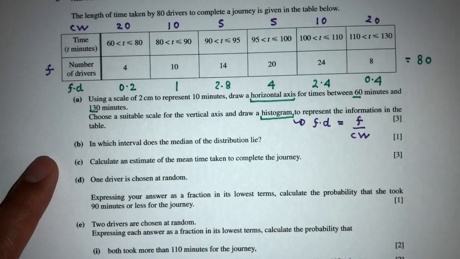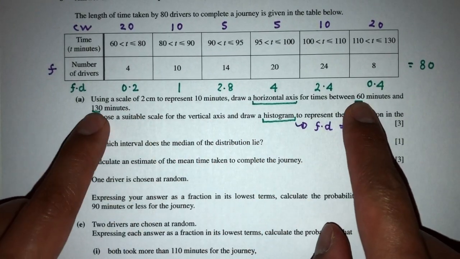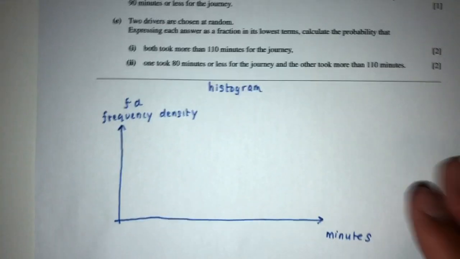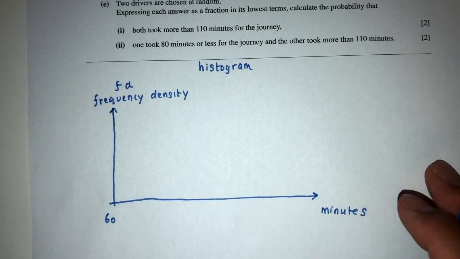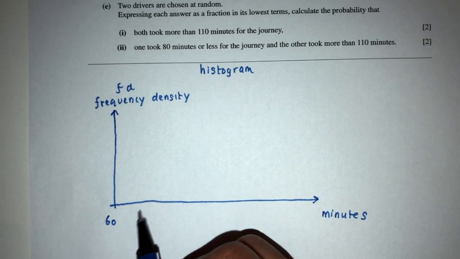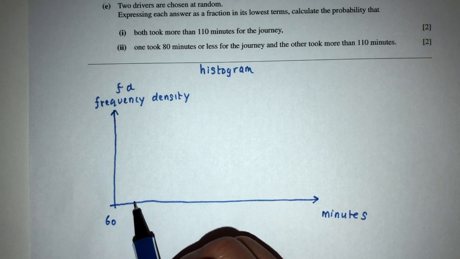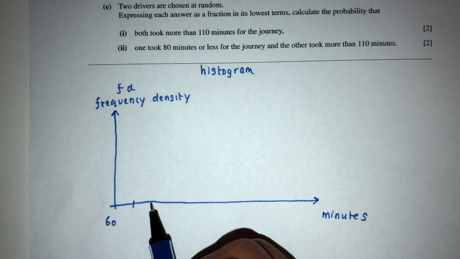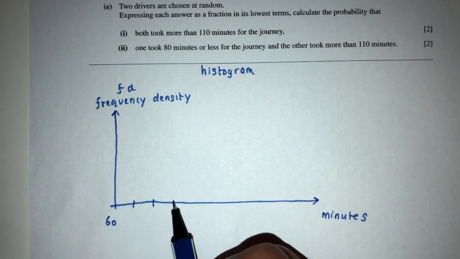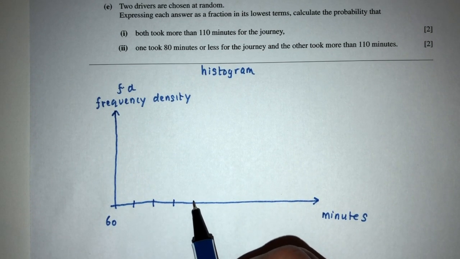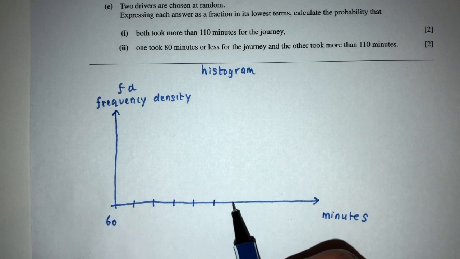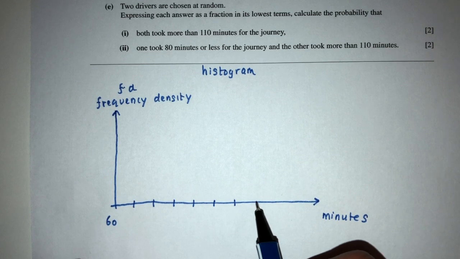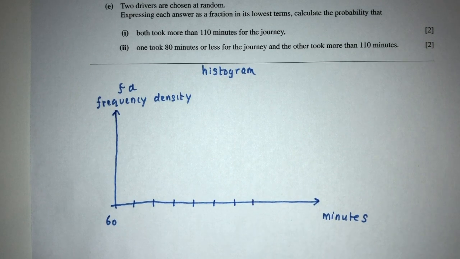Now, it begins from 60 to 130. So we can directly begin from 60. Then let's see, what do we have? So let's try. So 60, that will be 70, 80, 90, 100, 110. That will be 120, and 130 will stop right here.